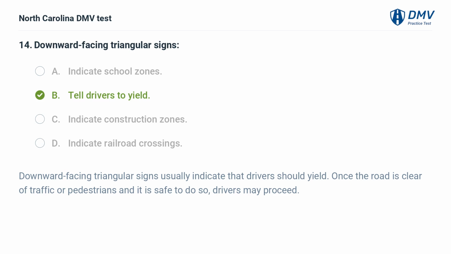B. Tell drivers to yield. Downward-facing triangular signs usually indicate that drivers should yield. Once the road is clear of traffic or pedestrians and it is safe to do so, drivers may proceed.